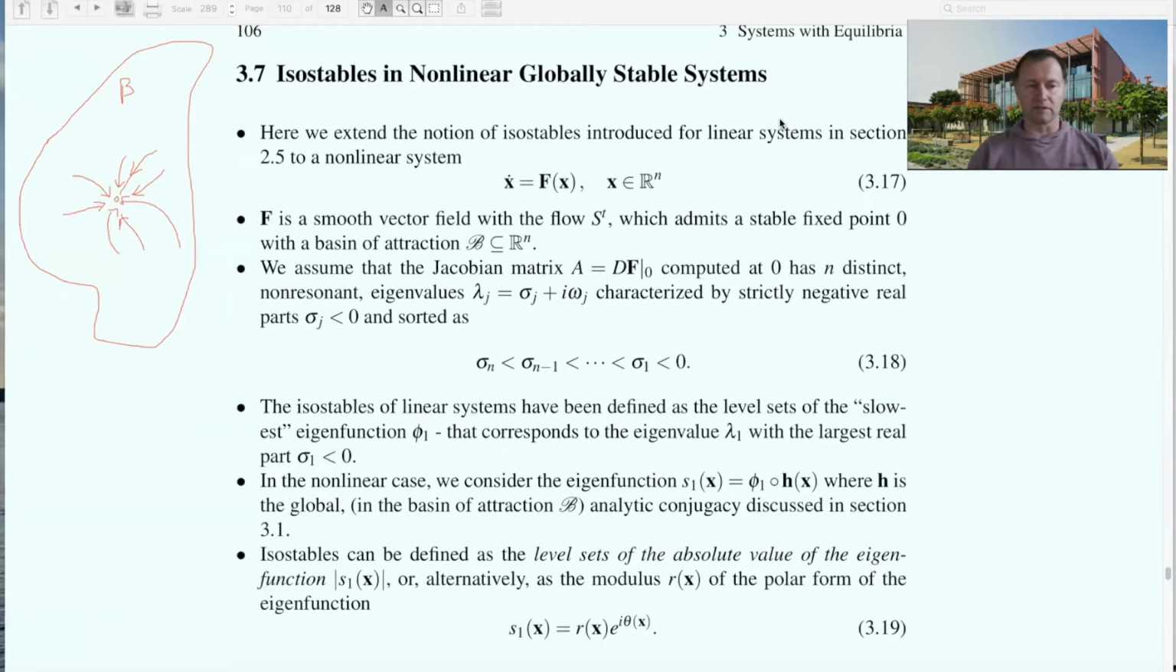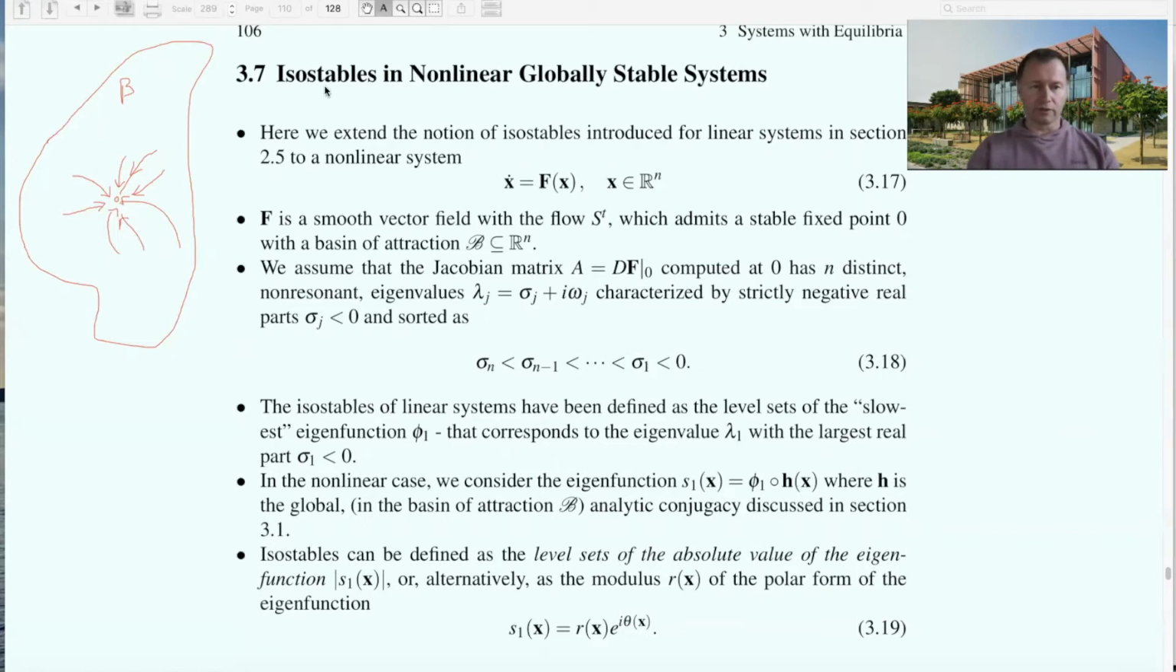studying dynamical systems that possess an equilibrium. And to start with, we're going to assume that it's stable. The condition for stability, as I said, we talked about in the last lecture. And we'll first define the notion of isostables, in this case now for nonlinear systems. That's the notion that we discussed in linear systems before.